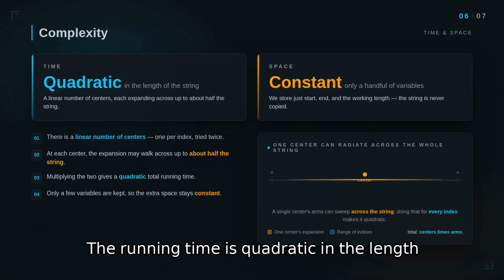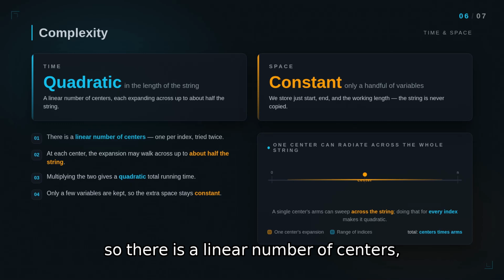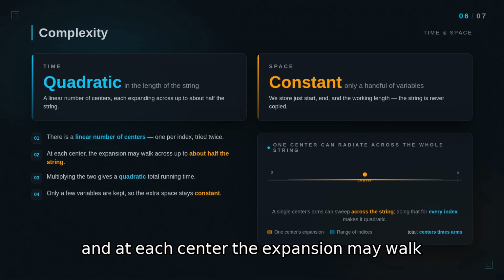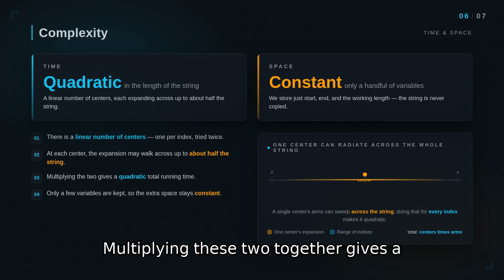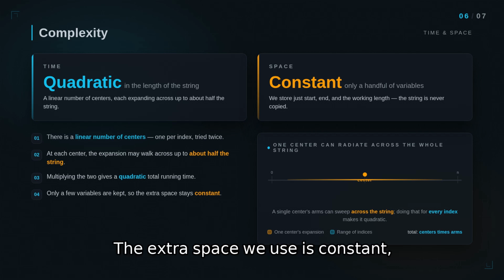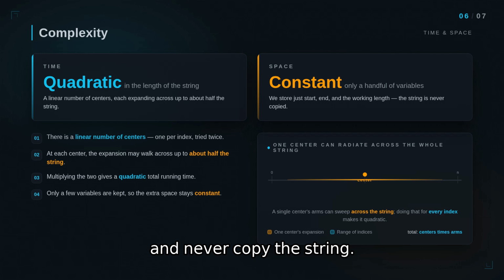Complexity. The running time is quadratic in the length of the string. We try each index as a center, so there is a linear number of centers, and at each center, the expansion may walk across up to about half the string. Multiplying these two together gives a quadratic total. The extra space we use is constant, since we store only a handful of variables and never copy the string.